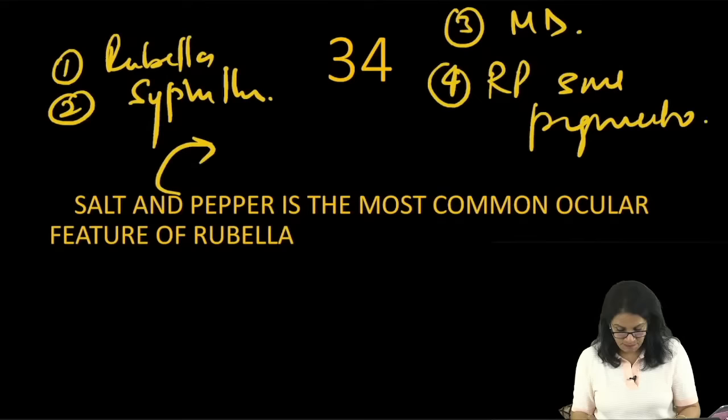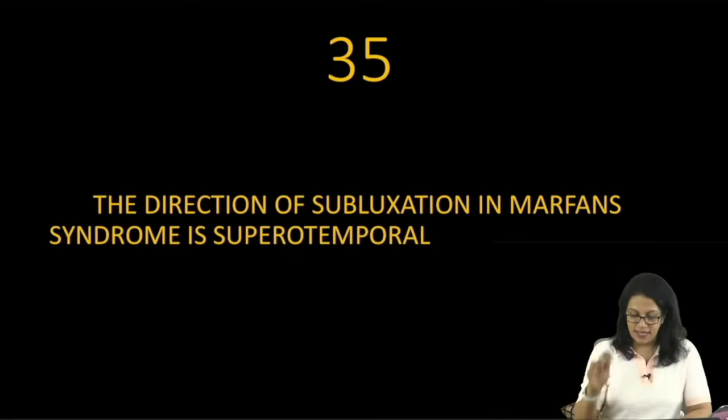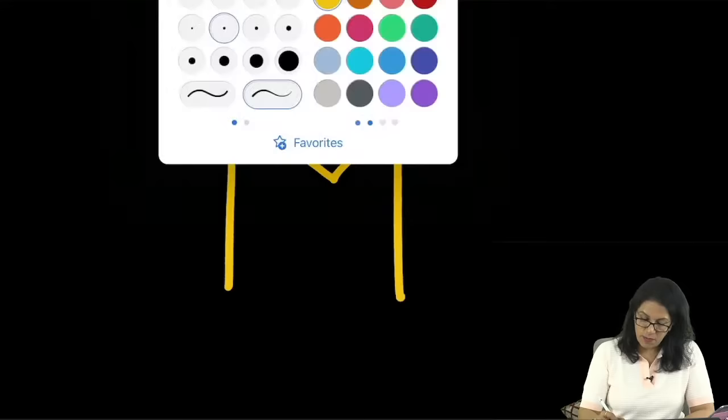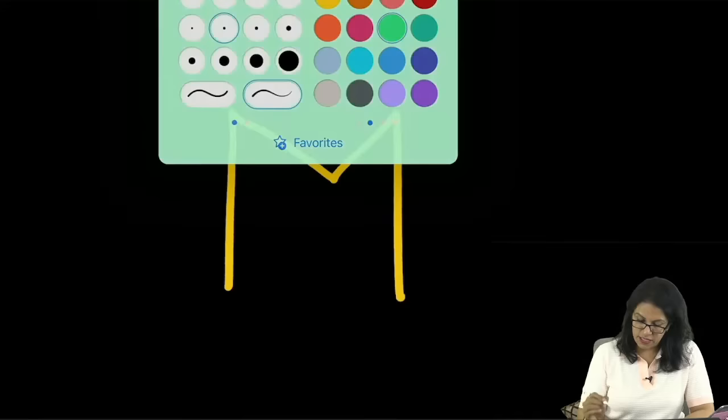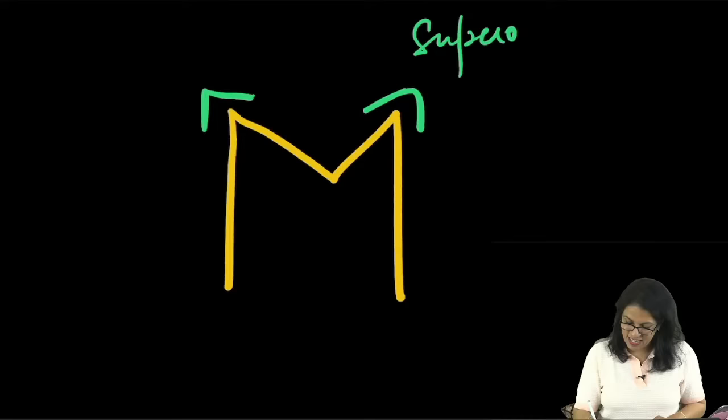We move ahead. Come to this one. So, the direction of the subluxation in Marfan syndrome is superotemporal. How will you remember it? This is my age-old trick, almost more than 25 years now. How do I teach it? See, this is the M of Marfan. Everyone knows this, ask your seniors. Put an arrow on the M. What is this direction? Superotemporal. Easy to learn now that in Marfan's, the direction is superotemporal.